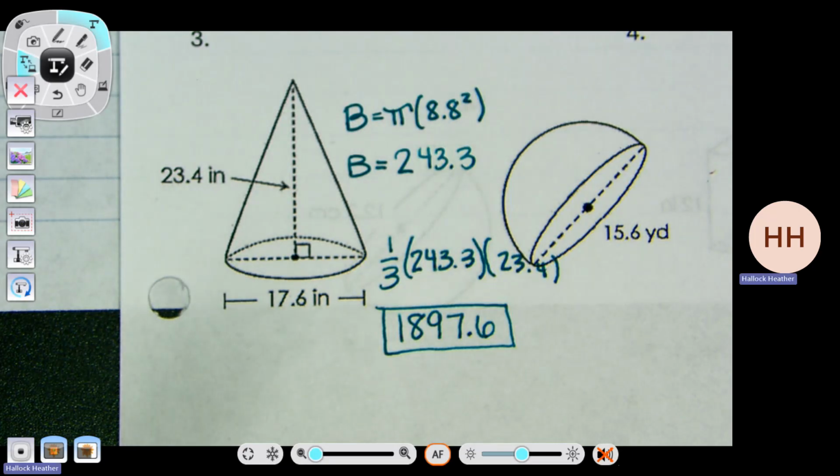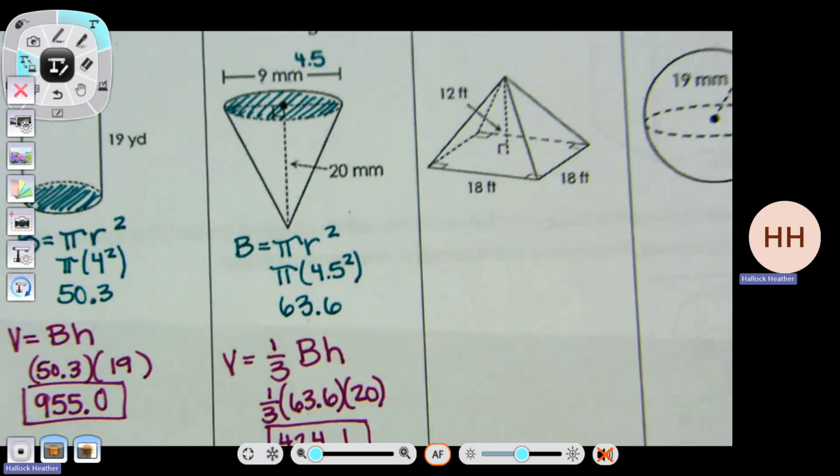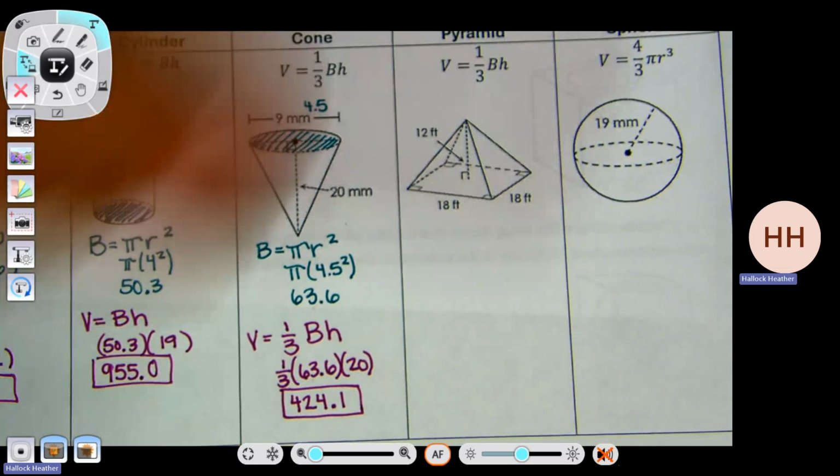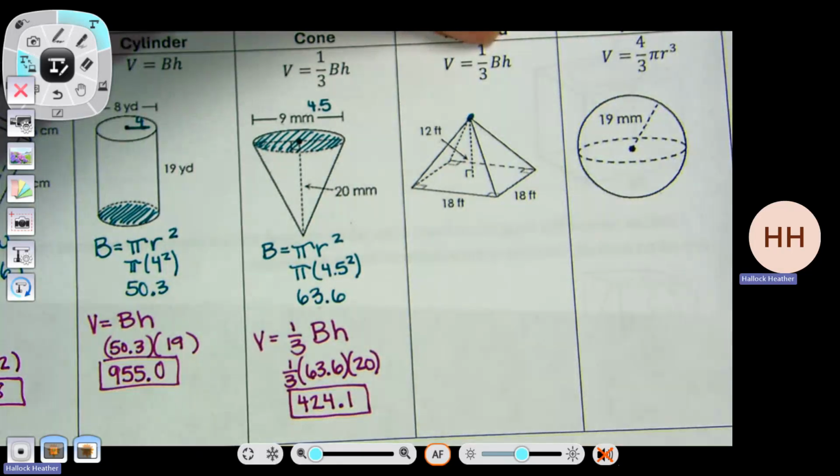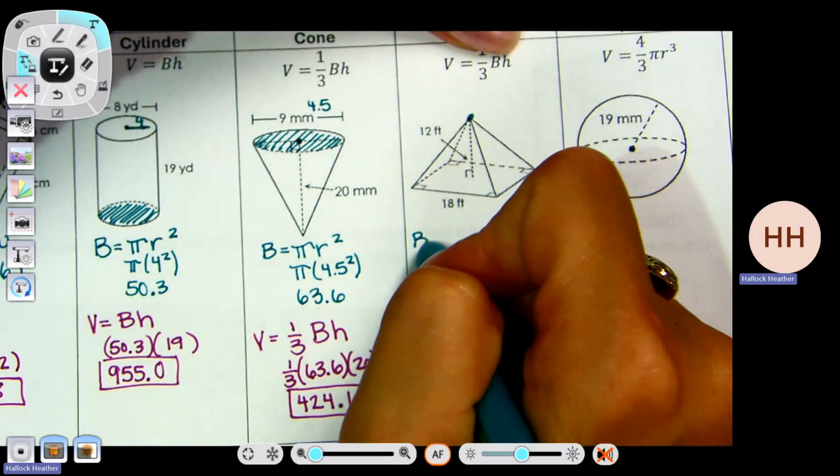The next thing we're gonna do is the pyramid. The pyramid is the same formula, 1/3, because it comes to that point. So anytime you got this point, it adds 1/3 in it. Big B times H. So let's start by finding big B. Shade in your base.